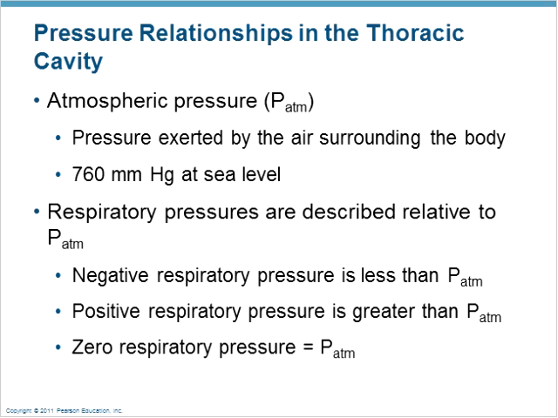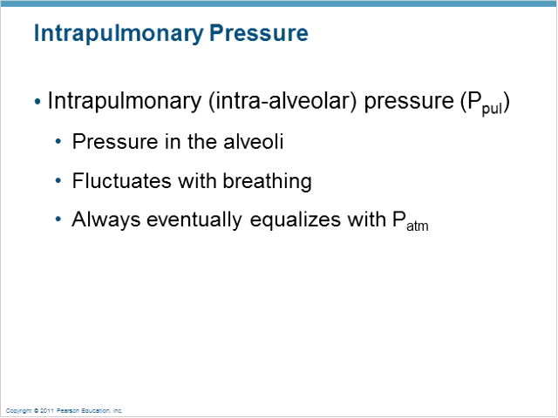The pressure relationships in the thoracic cavity: atmospheric pressure, PATM, the pressure exerted by the air surrounding the body, is about 760 millimeters of mercury at sea level. Respiratory pressure is described relative to that level. A negative respiratory pressure is less than 760. A positive respiratory pressure is greater than 760, and zero respiratory pressure is equal to 760. So we're competing with the atmospheric pressure to move air in and out of the lungs.